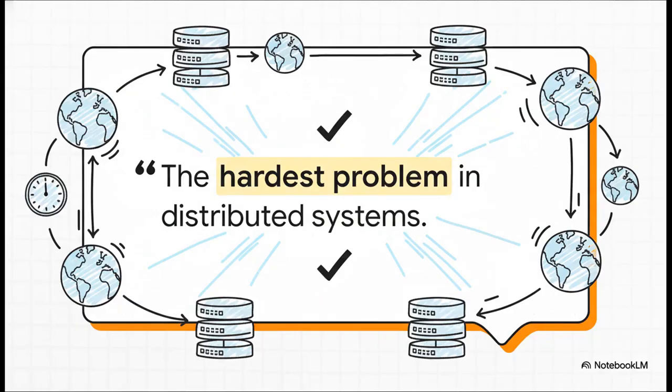All right, next up is consistency. This is famously one of, if not the hardest problems in distributed systems. Put simply, it's about making sure that every single user, no matter where they are, sees the exact same correct version of the data at the same time. And trust me, that is way, way harder than it sounds.